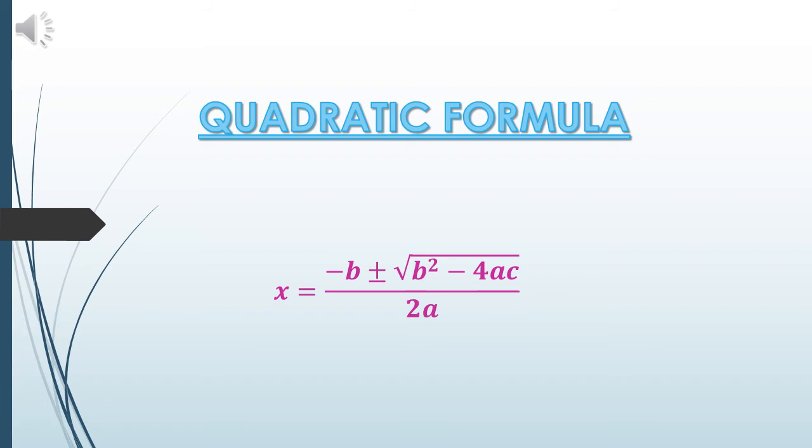Now, because we are understanding the method for solving equations by using the quadratic formula, here we go, quadratic formula. What is the quadratic formula? x is equal to minus b plus minus square root of b square minus 4ac, whole divided by 2a. This is the quadratic formula used for solving a quadratic equation.